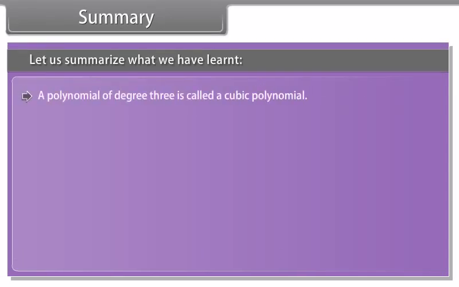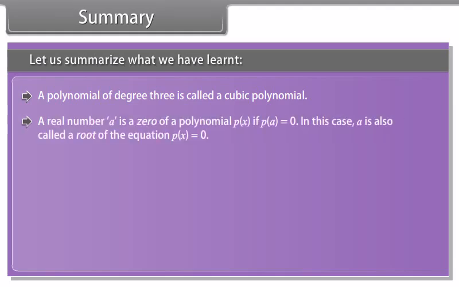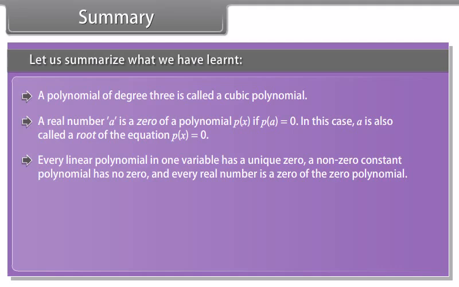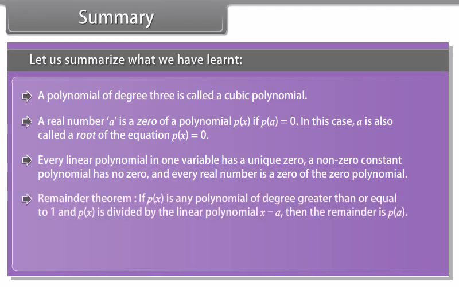Summary. Let us summarize what we have learned. A polynomial p(x) in one variable x is an algebraic expression in x of the form p(x) is equal to a_n x^n plus a_(n-1) x^(n-1) plus so on plus a_2 x^2 plus a_1 x plus a_0, where a_0, a_1, a_2 and so on till a_n are constants and a_n is not equal to 0.